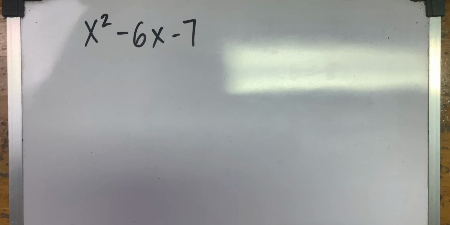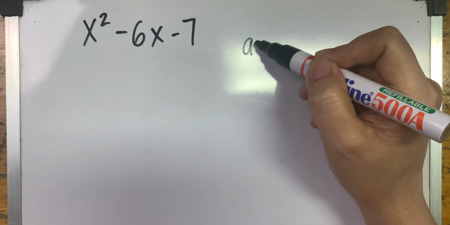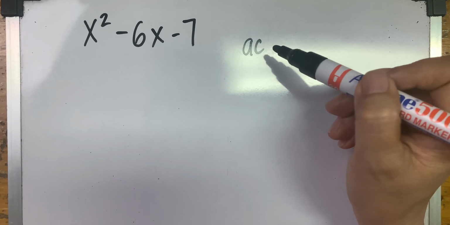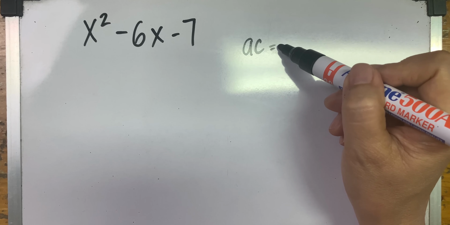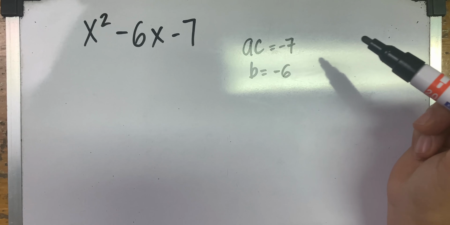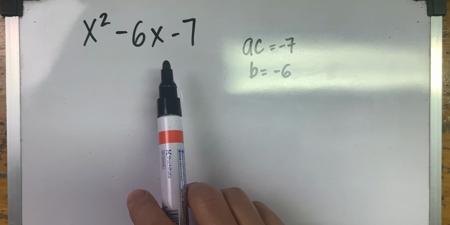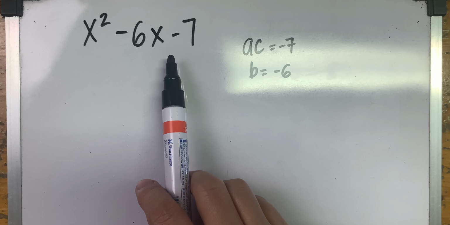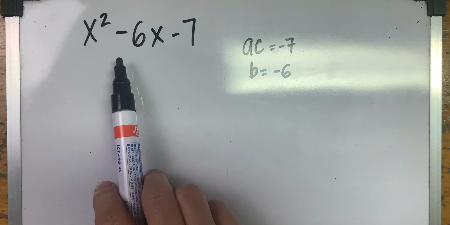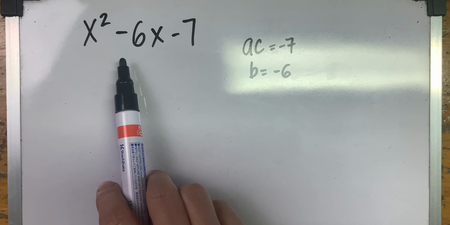Okay, for factoring x squared minus 6x minus 7, again, let's find our product of a and c. Okay, so our a is 1 and c is negative 7. So a times c gives us negative 7. Our b is negative 6. Okay, again, let's look at the signs of the terms here. So the last term has a negative sign, and the middle term is also negative.